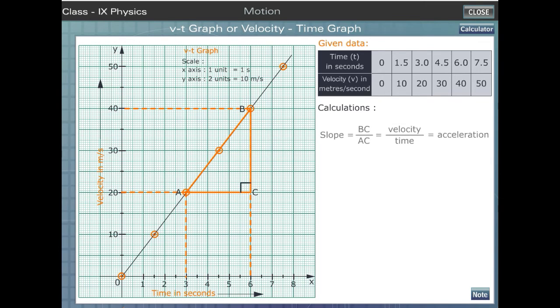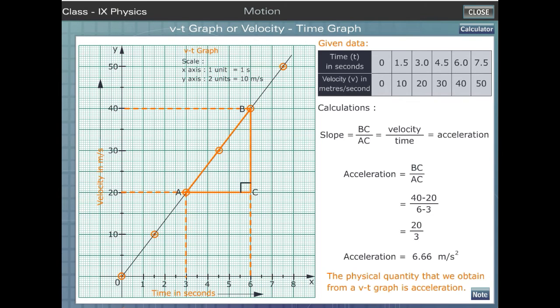Find the slope of the straight line graph. The slope gives the acceleration. That is, the physical quantity that we obtain from a VT graph is acceleration.